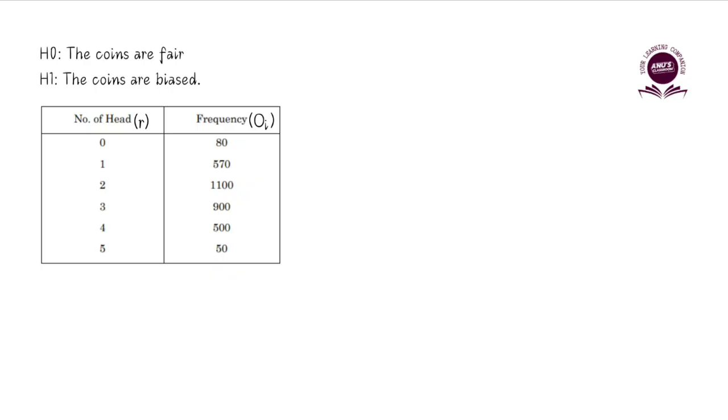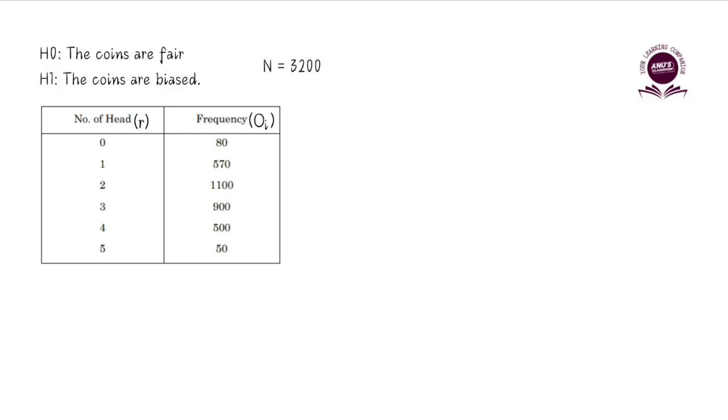And what will be the alternate hypothesis? That the coins are biased. Now we can calculate the expected frequency Ei. We know Ei is equal to n into pi. n is nothing but the number of times the coins were tossed, that means n is equal to 32,000. What about pi? We have to calculate it using the binomial distribution, so we use the nCr p^r q^(n-r) formula.